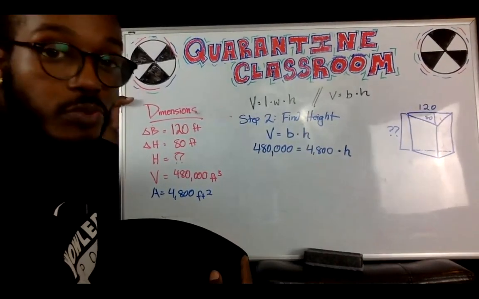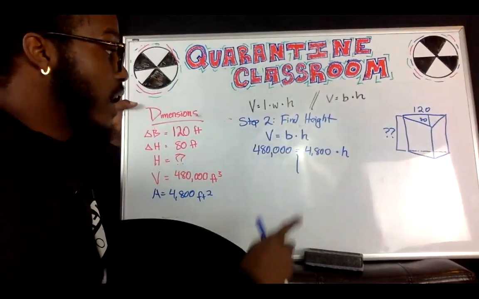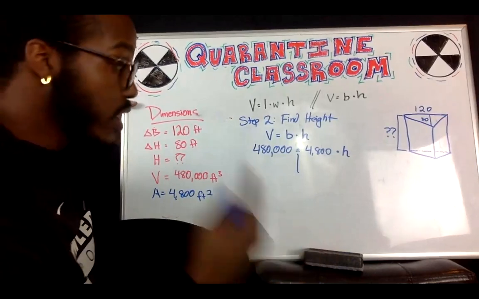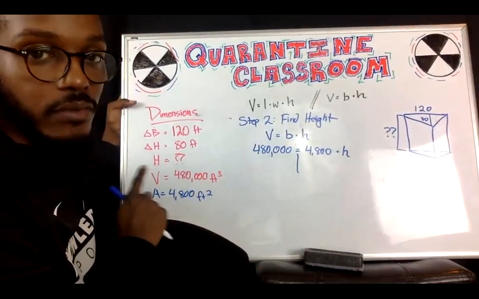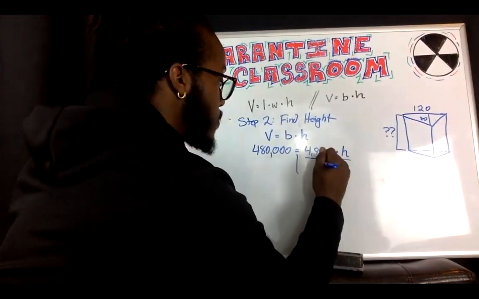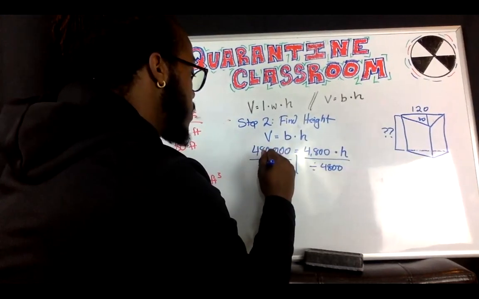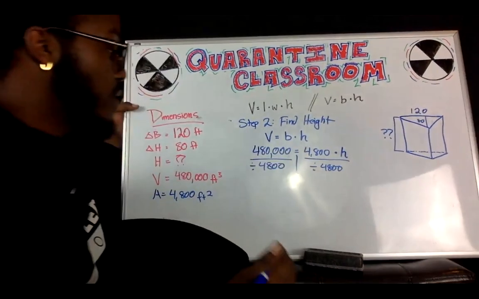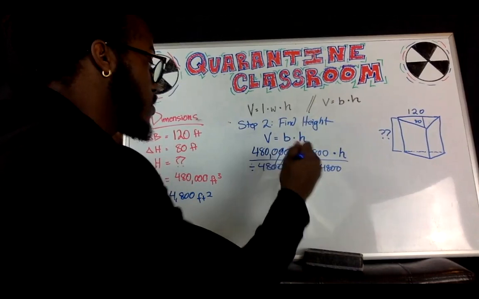Now this looks like a super easy thing for us to figure out. What I am noticing is that I have 4,800 times h, which is the same as saying 4,800h. And when I see that, I automatically know that that's a coefficient that I can get rid of by dividing by that coefficient on both sides. So I'm going to divide by 4,800 on both sides. And what this ends up being is a match of the 0 pairs. I'm going to cancel those out.